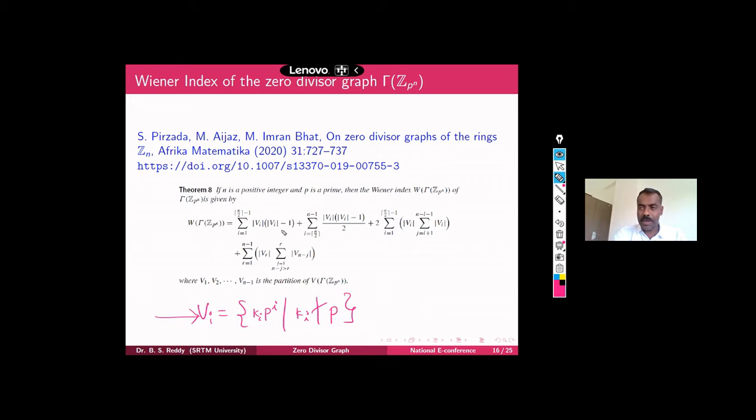And in this same paper, they have calculated the Wiener index for the compressed zero divisor graph also, which we have also independently calculated. So for Zp power n, compressed as well as normal zero divisor graph, the Wiener index of Zp power n they have calculated, and it is there in this paper. Okay.